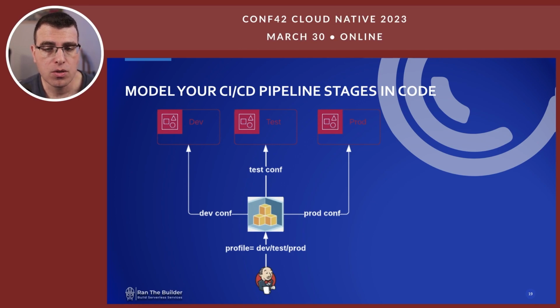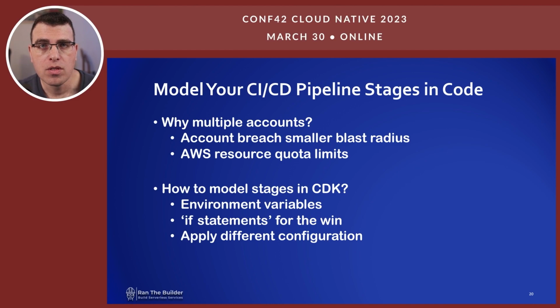You can see in this example that I'm using different accounts: a dev account, a test account, and a production account. The reason is that you want a small blast radius in case of a breach. If somebody hacks into your dev account, you don't want your production account jeopardized. Another reason is the AWS resource quota limits. You don't want to reach them, so by using different accounts, you're probably not going to get there. Let's see an example of how it works in the CDK.